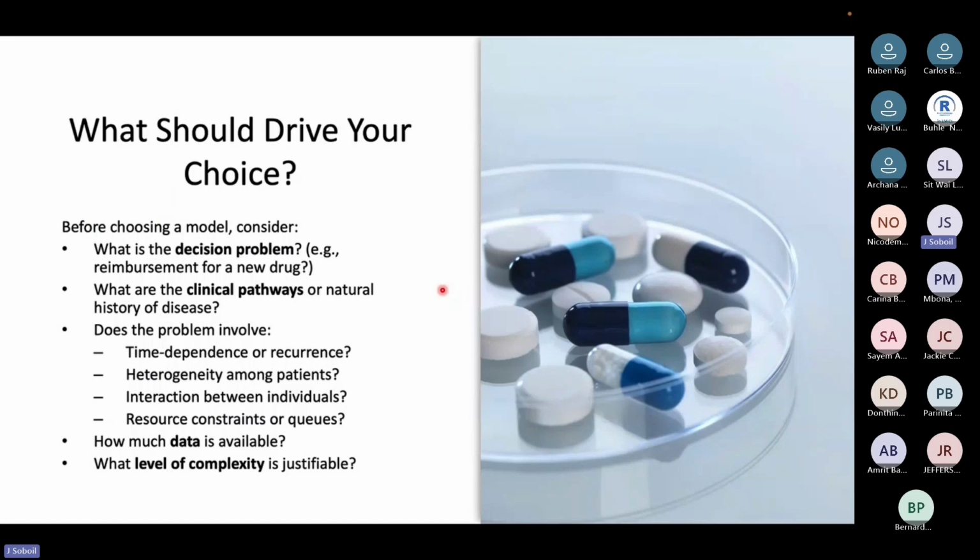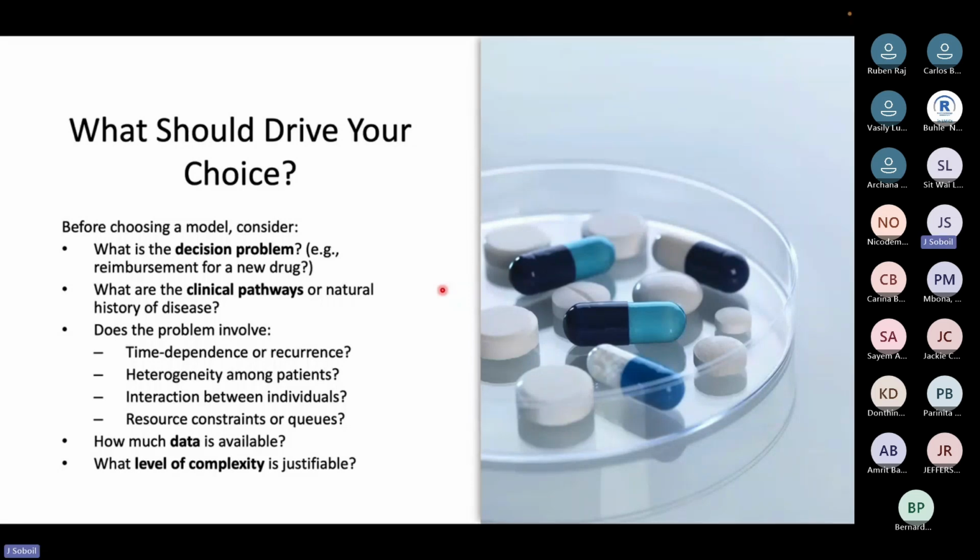So overall, what should drive your choice? The first place to start is always your decision problem. What type of technology is it? Is it for reimbursement of a new drug? Is it a diagnostic tool?